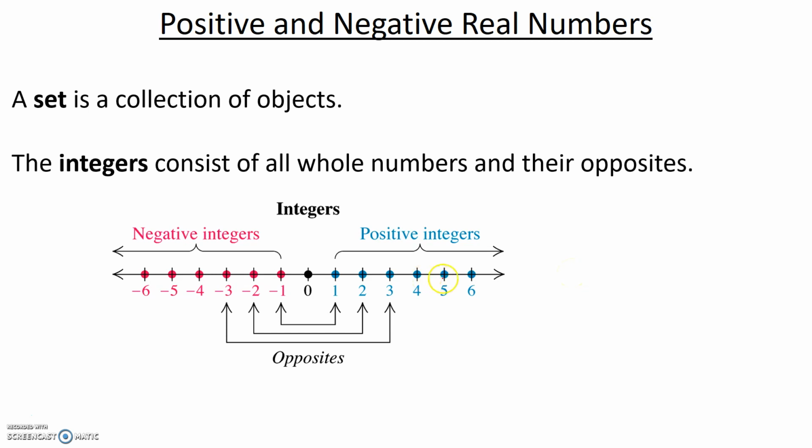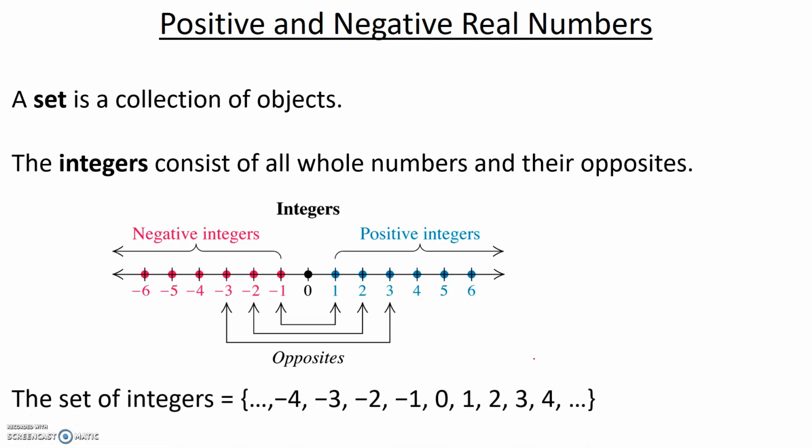1, 2, 3, 4, 5, 6, and onwards are called the positive integers. Negative 1, negative 2, negative 3, negative 4, negative 5, negative 6 are the negative integers. Negative integers, 0, and positive integers make up the set of integers. The set of integers, again, in set notation, are all negative integers, 0, and all positive integers.